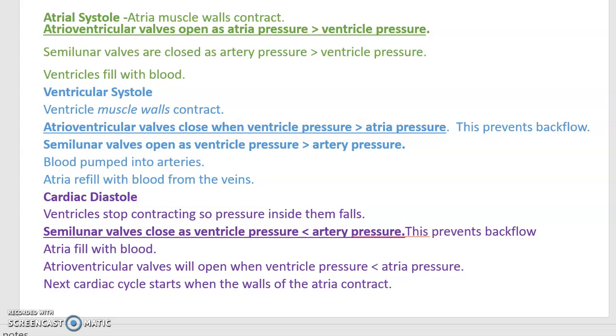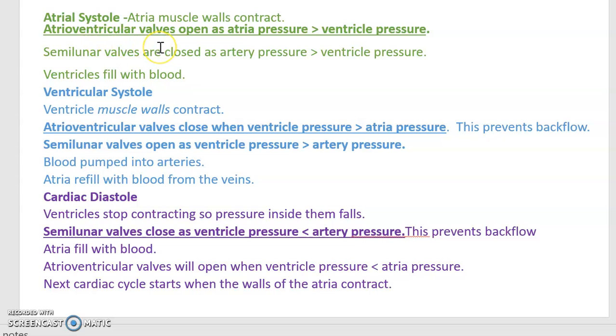So here I've tried to summarize everything that I've just said. What I've included here, which I haven't mentioned yet, is the valves that are involved. So when we get atrial systole, that is the contraction of the atria, we're going to push open the atrioventricular valves, and they are going to be pushed open because the blood pressure inside the atria as a consequence of its contracting is going to increase. And the atrial pressure needs to be bigger than the ventricular pressure, and that's going to move blood from the atria down into the ventricle through these atrioventricular valves.